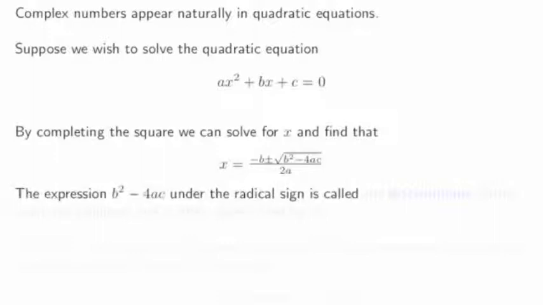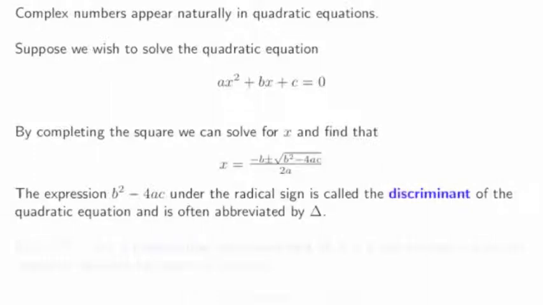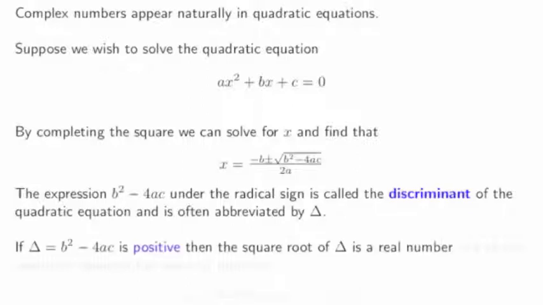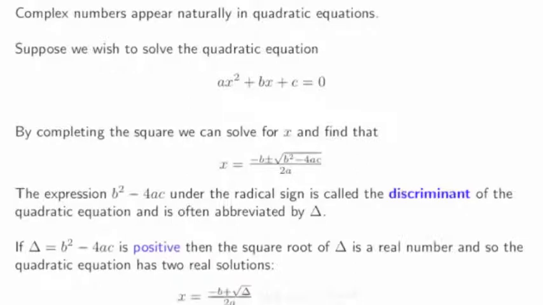The expression b squared minus 4ac under the radical sign is called the discriminant of the quadratic equation and is often abbreviated by delta, capital delta. If delta, b squared minus 4ac, is positive, then the square root of delta is a real number, and so the quadratic equation has two real solutions, minus b plus the square root of delta over 2a and minus b minus the square root of delta over 2a.